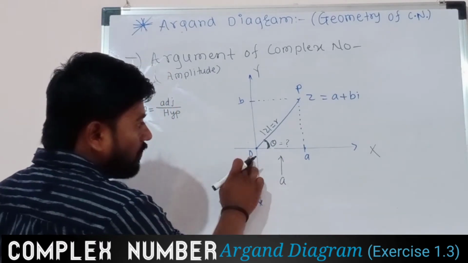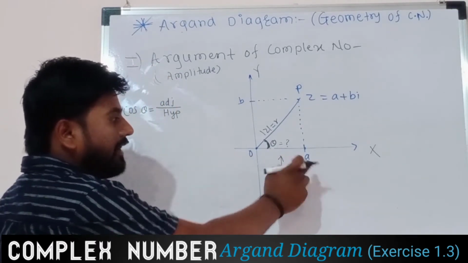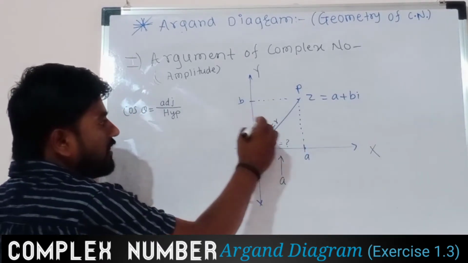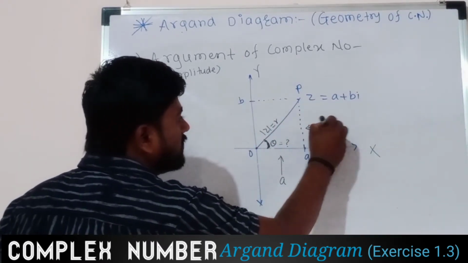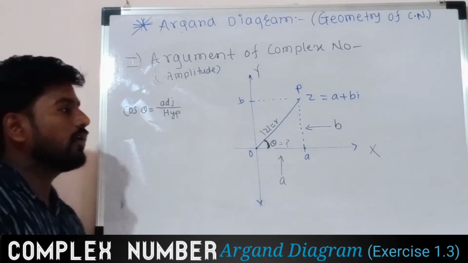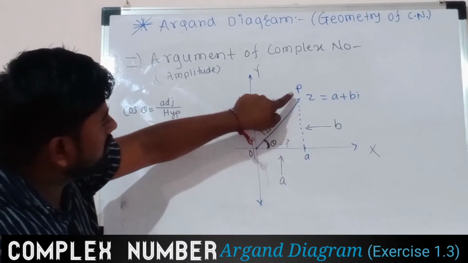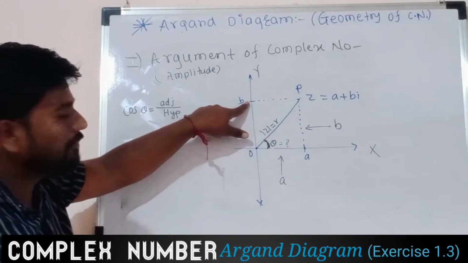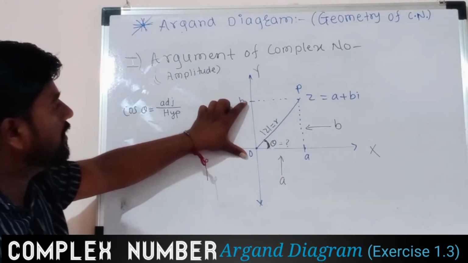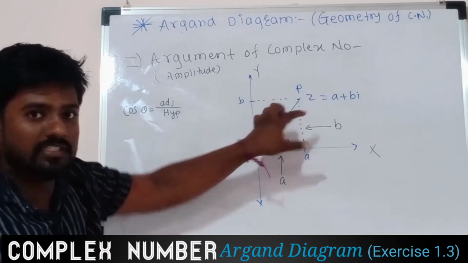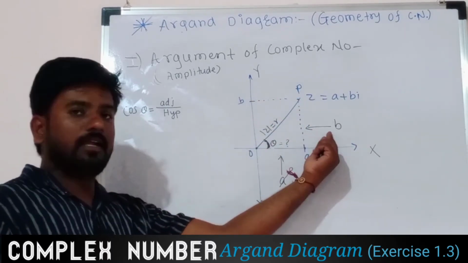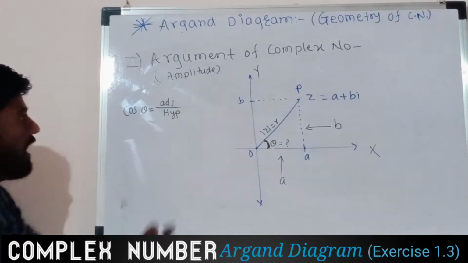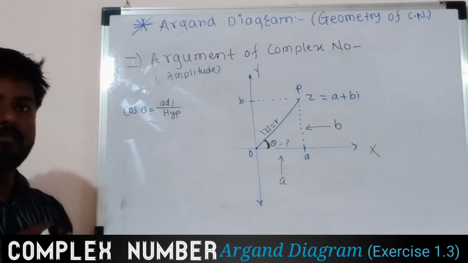Here, from 0 to a, it is nothing but a, and from this point to this point, it is nothing but b. From this point to this point it has length b, because from 0 to that b point it has the length b. So this length equals this length, therefore b, right? And this length is nothing but a. So students, adjacent side divided by hypotenuse, right?